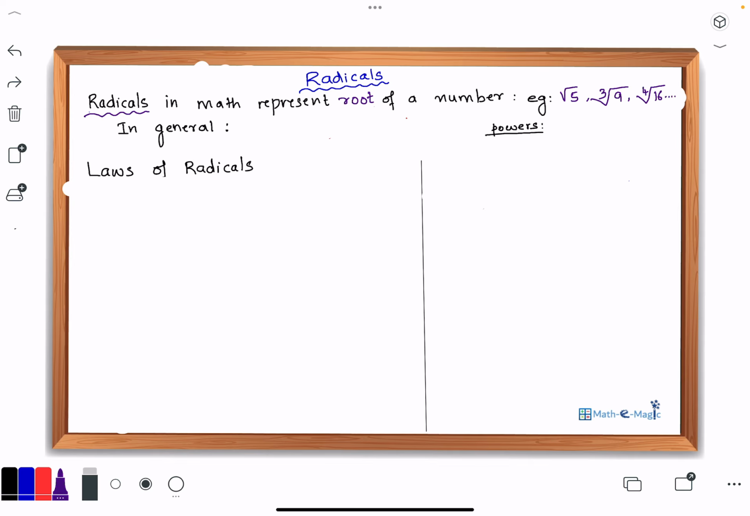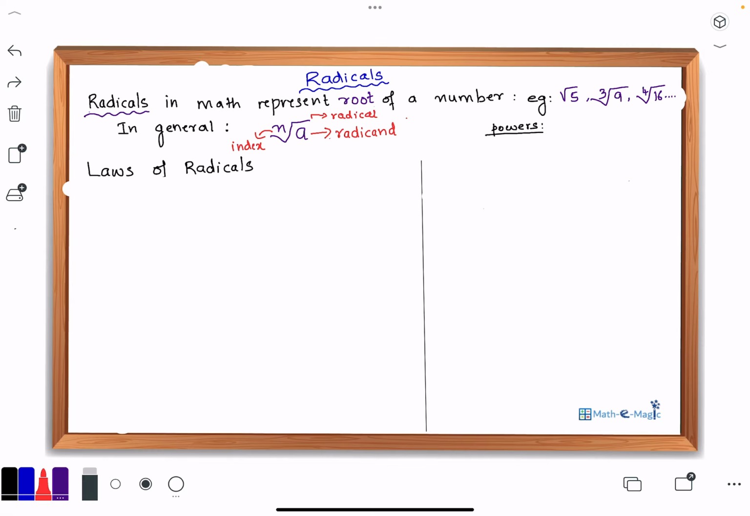In general, we write radicals as the nth root of a. Now this number that is inside the root sign is called the radicand. The root that we are talking about, like the square root or cube root or fourth root, the nth root, is called the index, and the root sign itself is called the radical.